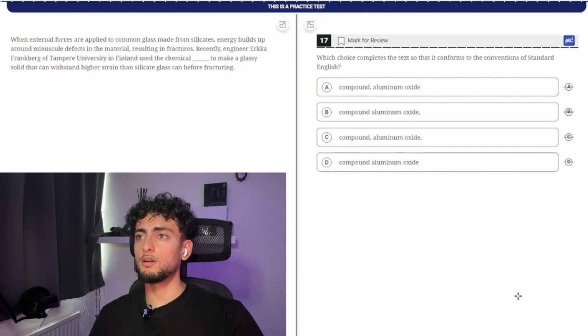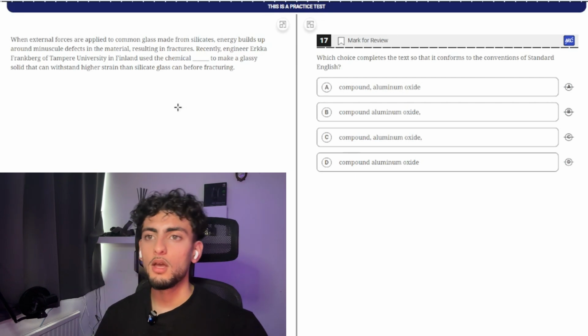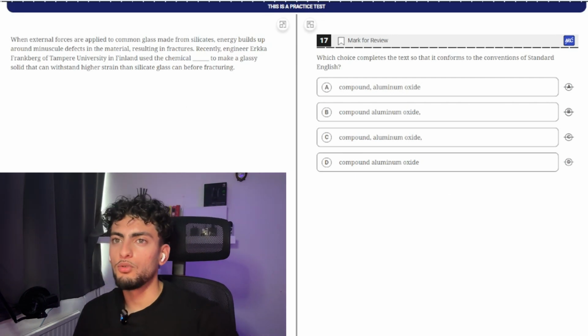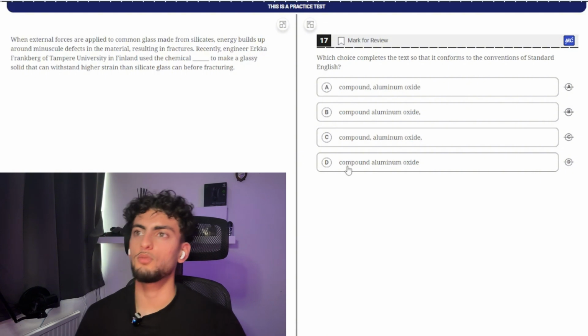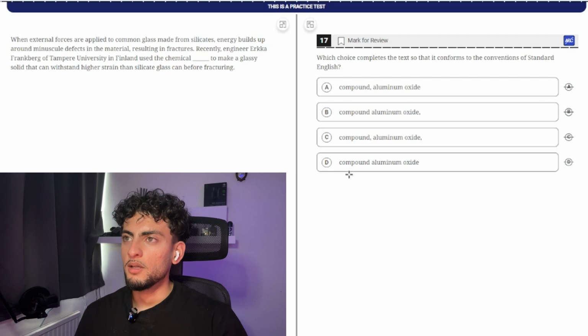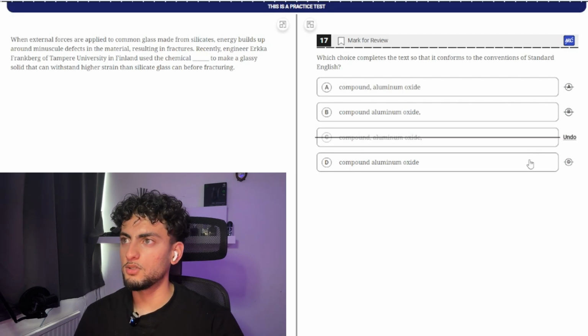External forces are applied to common glass making energy boards often by mystical defects, and it says physics in this. Engineer uses the chemical blank to make a glassy solid. Okay, this is just a grammar question. So you're introducing the chemical compound aluminum oxide. Recently, engineer Erica Franco at Tampa University uses chemical compound. Where does the comma go? Chemical. I don't think it's this, because you can't just surround it. To make a glassy... That's like a run-on sentence.